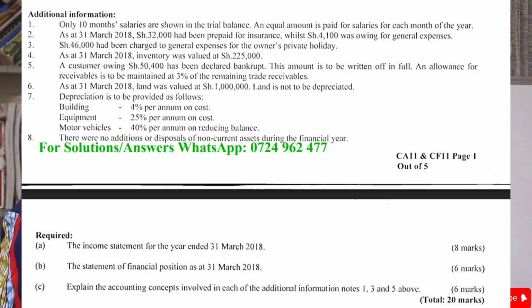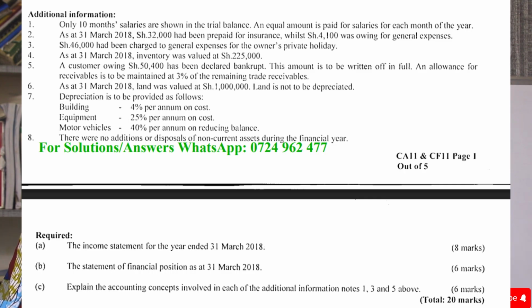Number two, as of that 1st March 2018, 2,000 shillings had been prepaid for insurance. So for insurance, you subtract that 2,000, the balance you take to the income statement as an expense, and that 2,000 becomes a prepayment, which is a current asset. Whereas 4,100 was owing for general expenses. And therefore you get the general expenses, you add 4,100 and then you record general expenses payable amounting to 4,100.